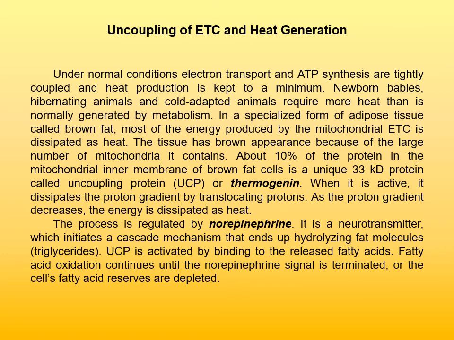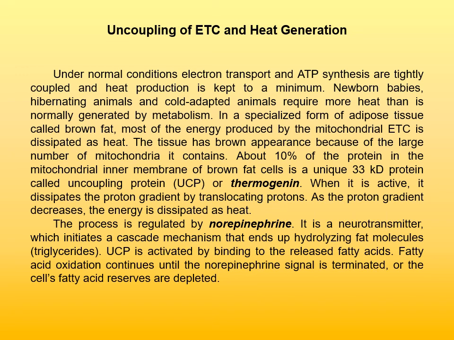While the electron transport chain is usually used for energy production, it could also be used to generate heat as needed. Under normal conditions, electron transport and ATP synthesis are tightly coupled and heat production is kept to a minimum. But newborn babies, hibernating animals, and cold-adapted animals require more heat than is normally generated by metabolism. In a specialized form of adipose tissue called brown fat, most of the energy produced by the mitochondrial electron transport chain is dissipated as heat. This tissue has a brown appearance because of a large number of mitochondria in it.